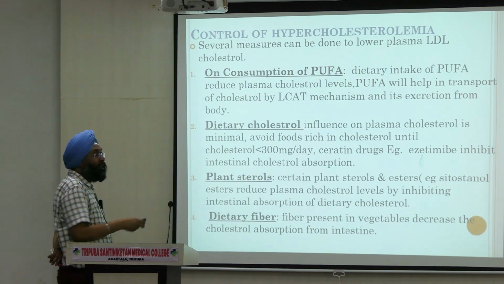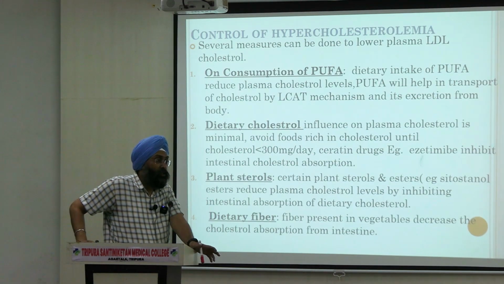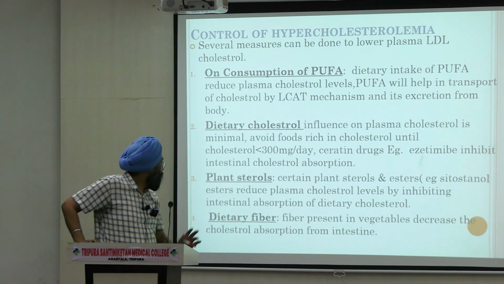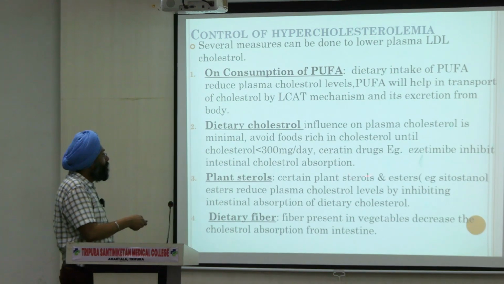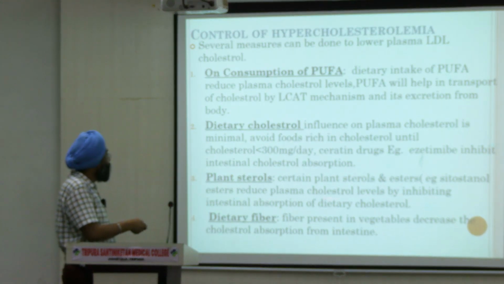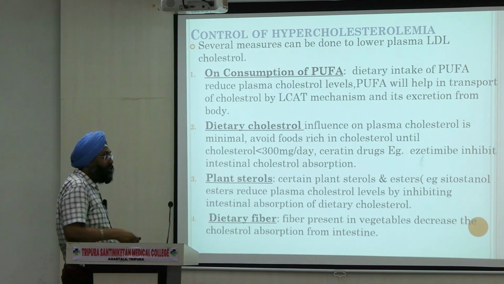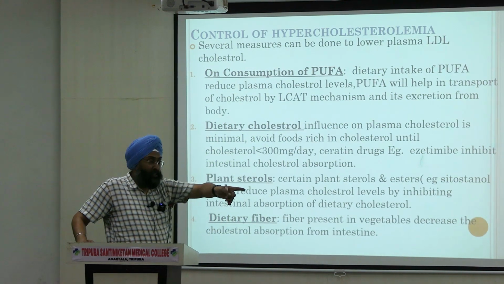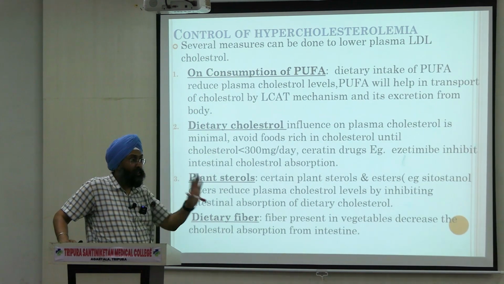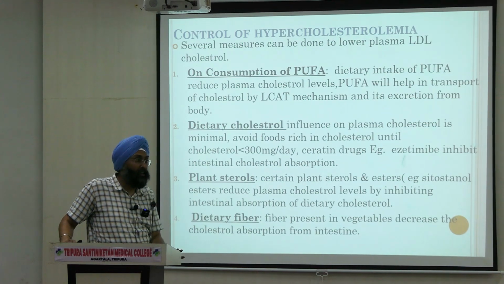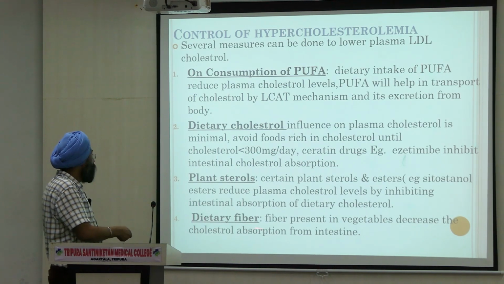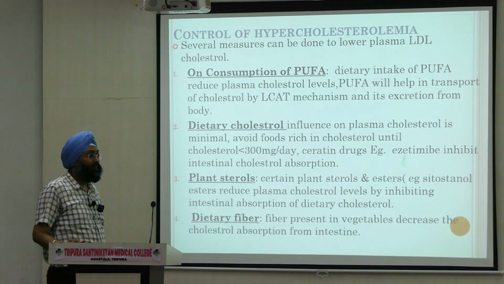You avoid food rich in cholesterol. If you are already having a high cholesterol level, you will not consume foods that are high in cholesterol, right? And plant sterols like sitosterol reduce the plasma cholesterol levels by inhibiting the intestinal absorption of dietary cholesterol. I told you the enterohepatic circulation, and from there they are recycled, right? But these plant sterols will decrease the absorption of cholesterol from the intestines, right? And dietary fiber also plays a role, decreasing the absorption of cholesterol from the intestine, right?